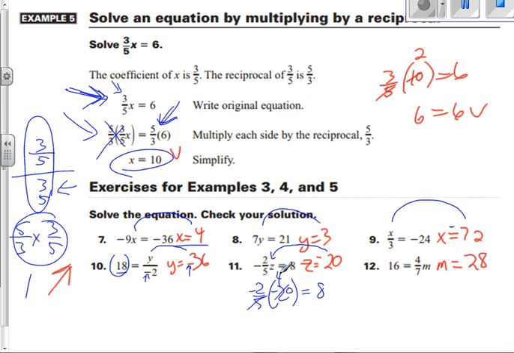So that works. If we look at number 12, we have m is 28. So you have 16 is equal to 4/7 times 28. I can simplify that, make it a 4. 4 times 4 is 16, so that one works too. So I think that that's it.